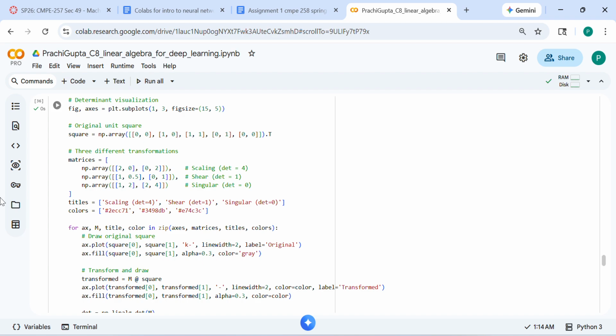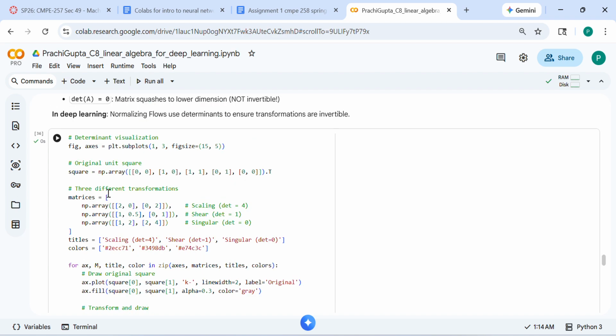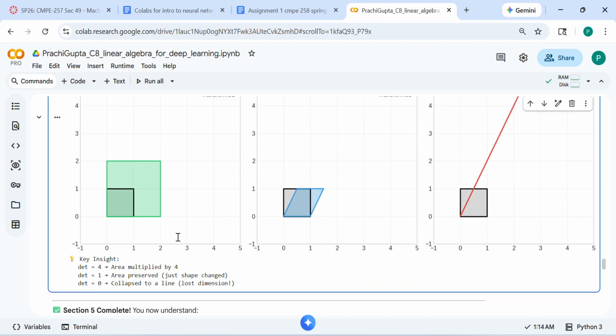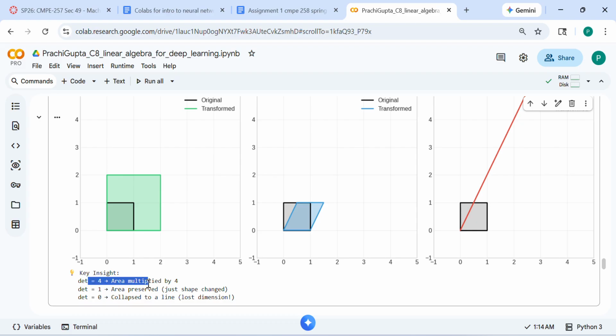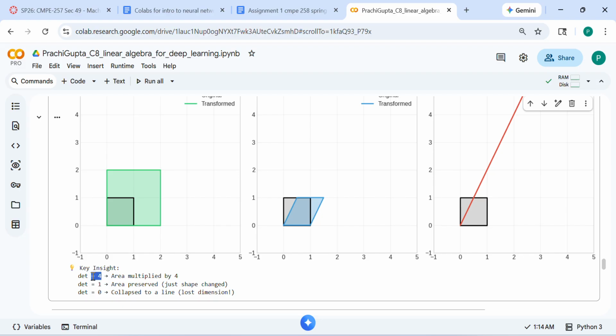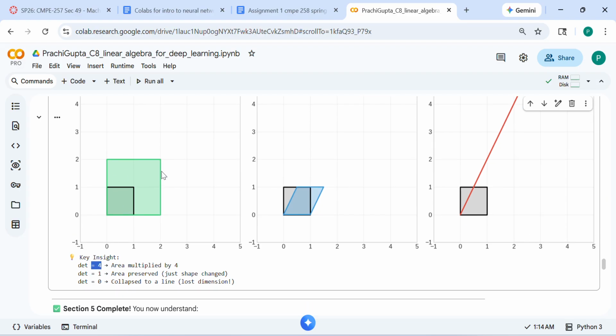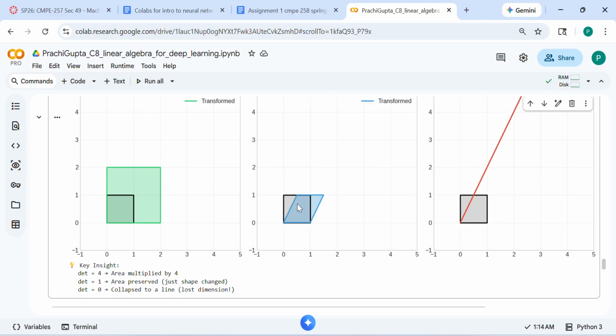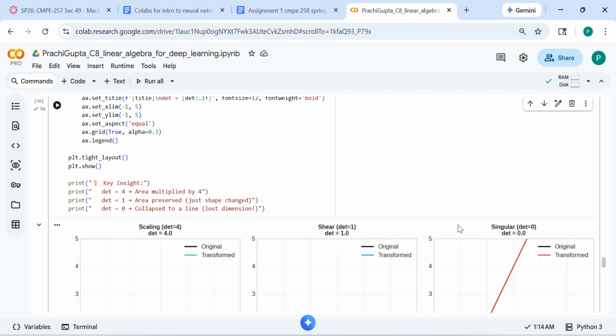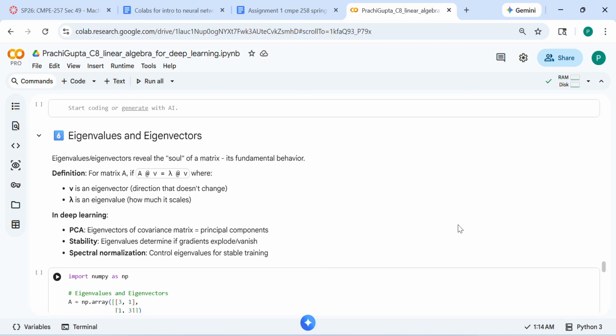What we are doing is defining plots, defining an array, and then doing the determinant part here. With determinant 4, the area multiplies by 4. With determinant 1, the area is preserved, just the shape changes. If the determinant is greater, the area will be multiplied. If the determinant is 1, the area will be preserved, only the shape is changing. And if the determinant is 0, it collapses. So this is how it works.